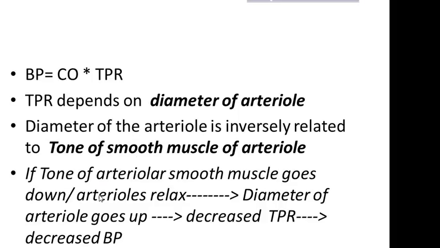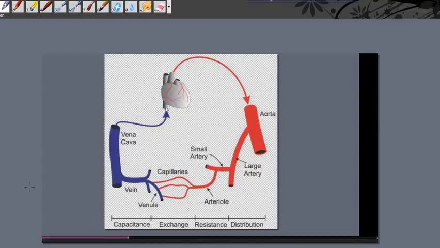So the basic thing is that if the tone of arteriolar smooth muscle goes down, the arteriole relaxes and the diameter of the arteriole goes up, and this leads to a decrease in TPR, and a decrease in TPR leads to a decrease in blood pressure, right? Now, before understanding the antihypertensive action of calcium channel blockers, we have to have a very clear idea about blood pressure, right?